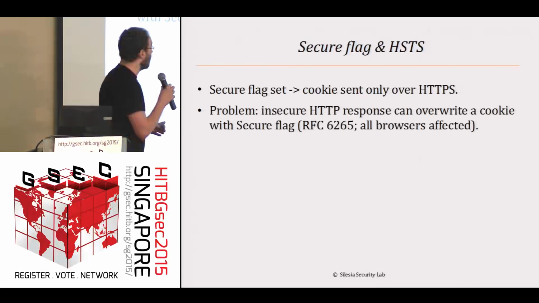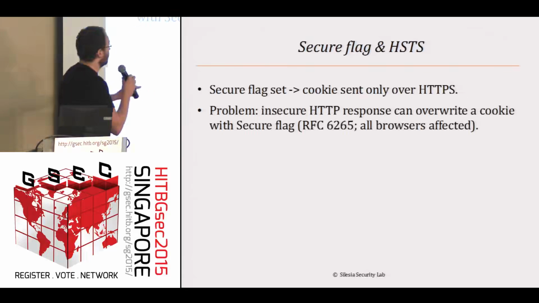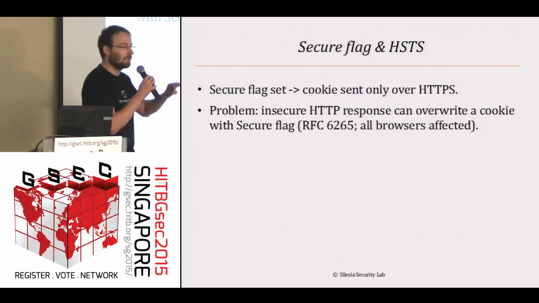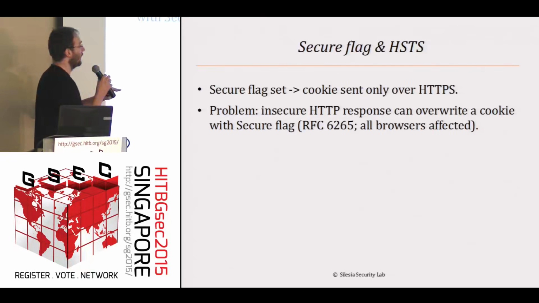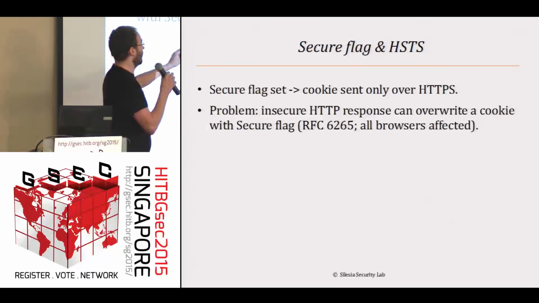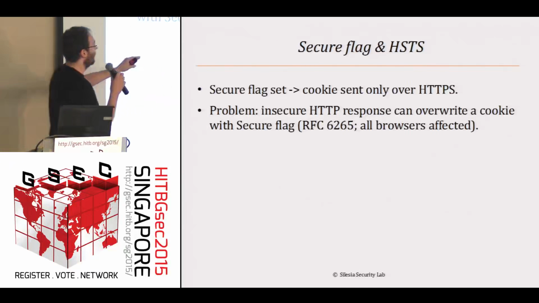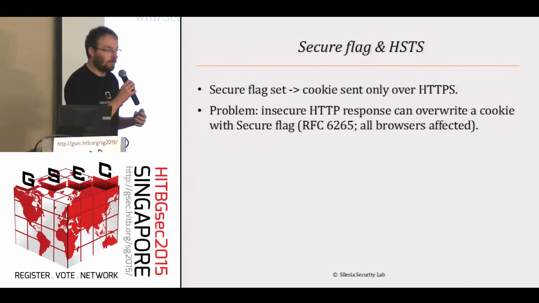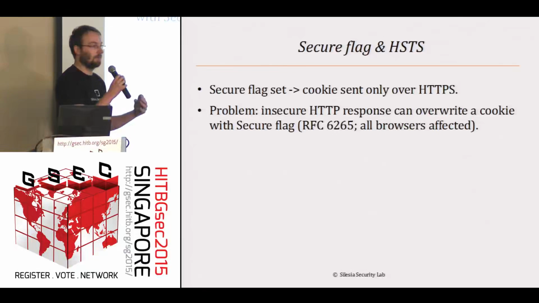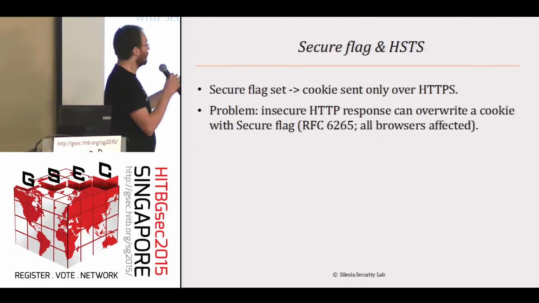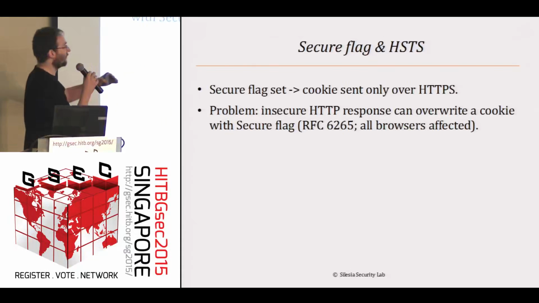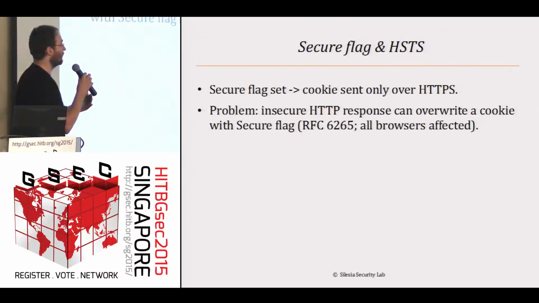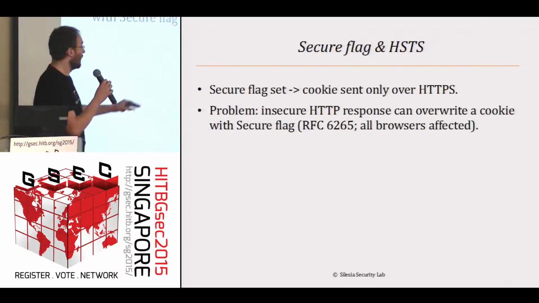The problem is that this flag is used to protect the confidentiality so that it is not disclosed over insecure HTTP. But the big problem from an RFC point of view is that insecure HTTP can overwrite a cookie with secure flag. So can you see the problem almost immediately? Insecure HTTP can have an impact on the security of secure HTTPS.